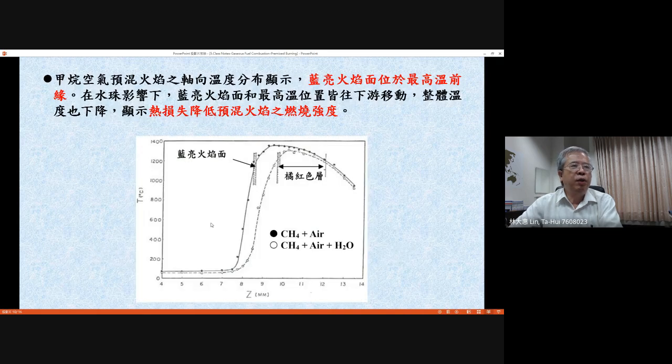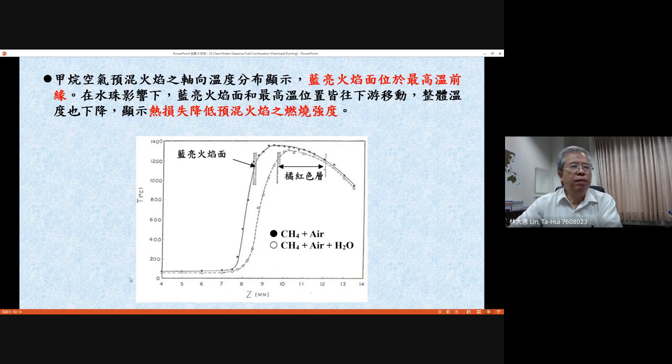Then you do the temperature measurement. You will find that the horizontal axis represents the actual coordinates, where 0 means the origin of this system, located at the exit plane of your burner, and 14 millimeters is the edge of your quartz plate.